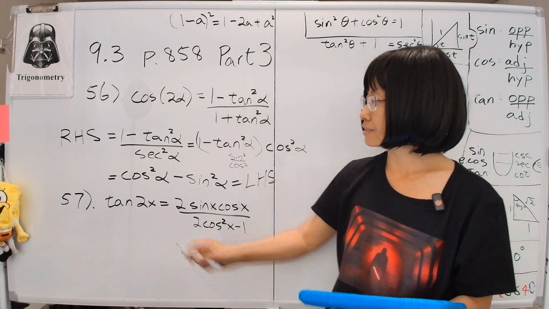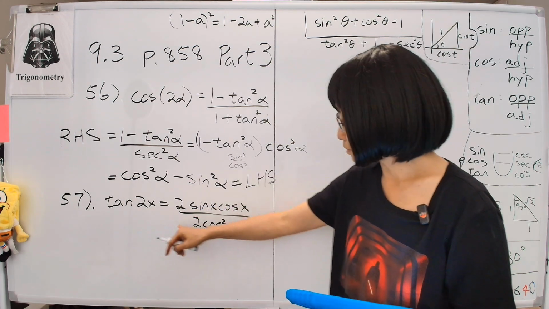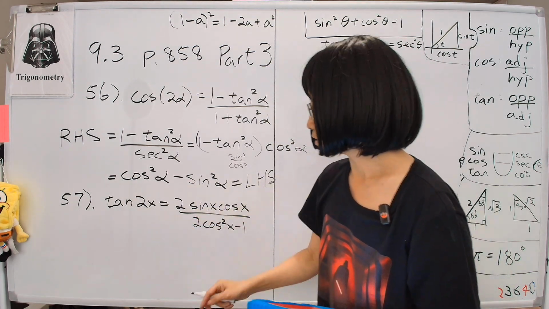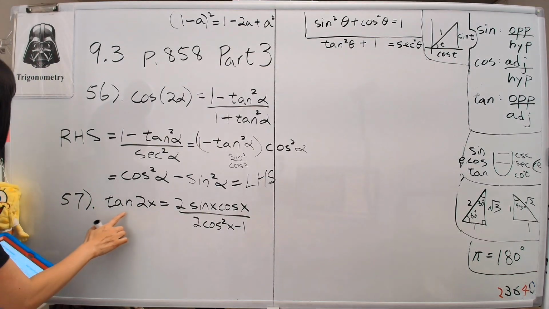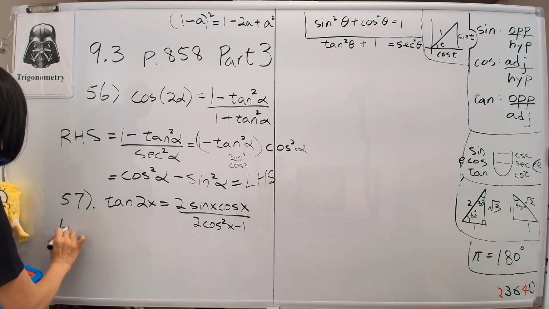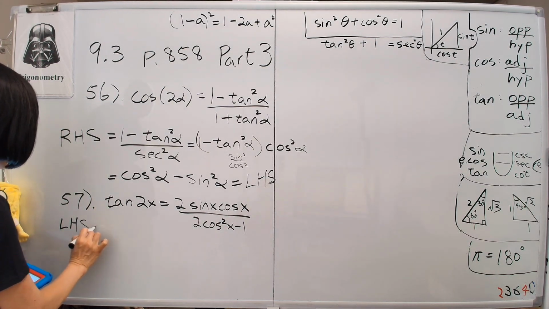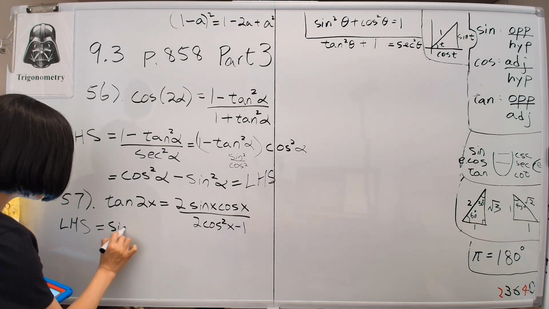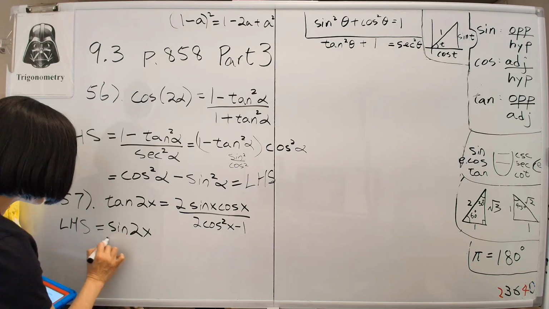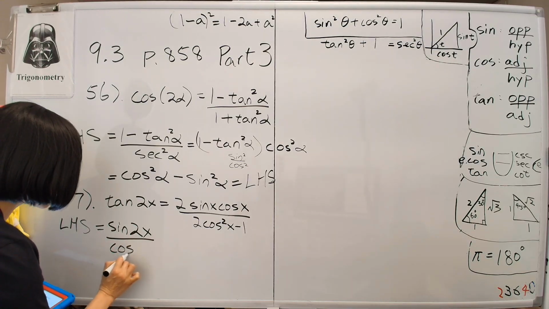So next, let's consider problem 57. We're supposed to prove this equation. So to start with, let's start on this side. The left-hand side, which is tangent 2x, is equal to, tangent is sine over cosine, so let's write that down, equal to sine 2x divided by cosine of 2x.